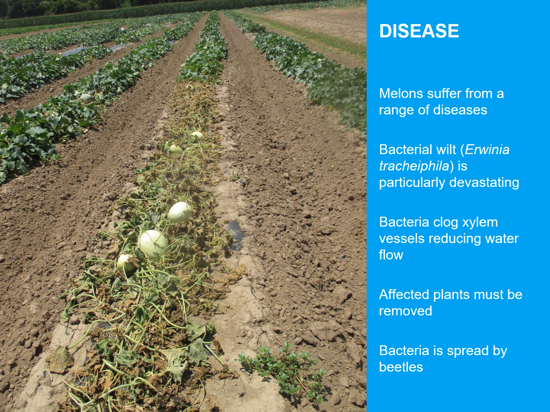In terms of disease, as with all crops, there are a whole host of different diseases which might affect a crop, but one of the most severe diseases of melons might be bacterial wilt. This is called Erwinia tracheiphila, and it's particularly devastating. You can see in this picture here, there's a whole tract of melon plants which have been wiped out by this bacterial wilt.